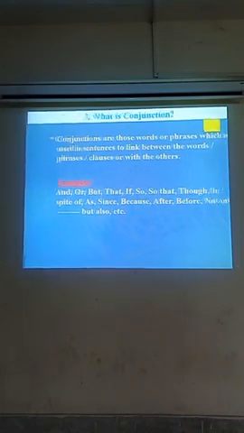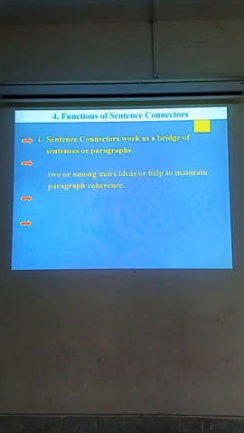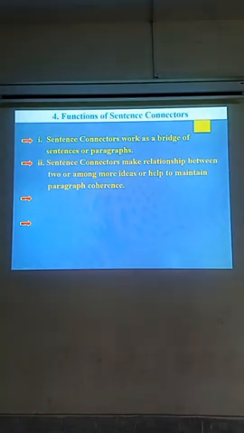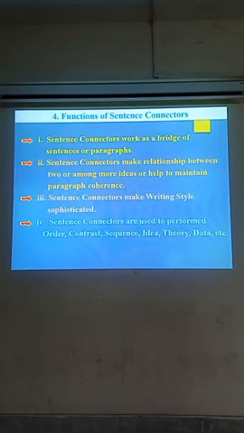And then number 4, functions of a sentence connector. There are several functions of sentence connector. You can see number 1, sentence connectors work as a bridge between sentences or paragraphs. Number 2, sentence connectors make relationships between two or among more ideas or help to maintain paragraph coherence, etc. And then number 3, sentence connectors make writing style sophisticated or standard. And last of all, sentence connectors are used to perform order, contrast, sequence, idea, theory, data, etc. And these are the functions of sentence connector.